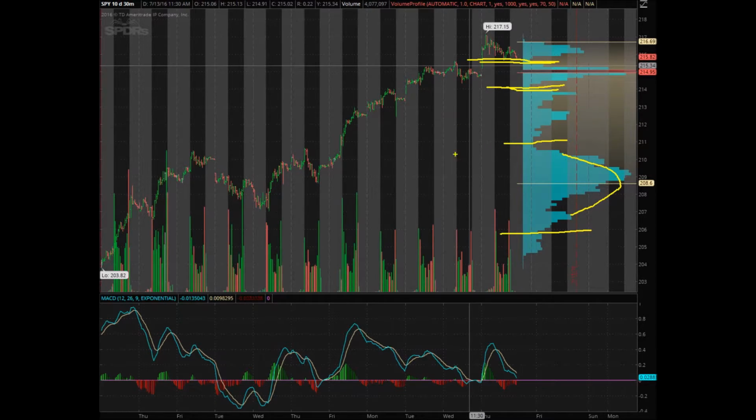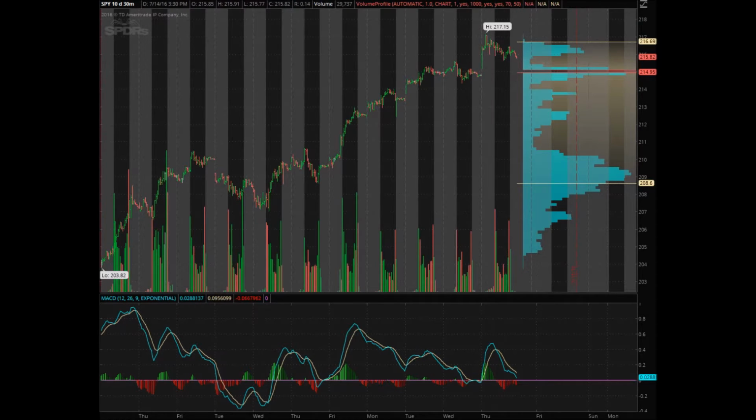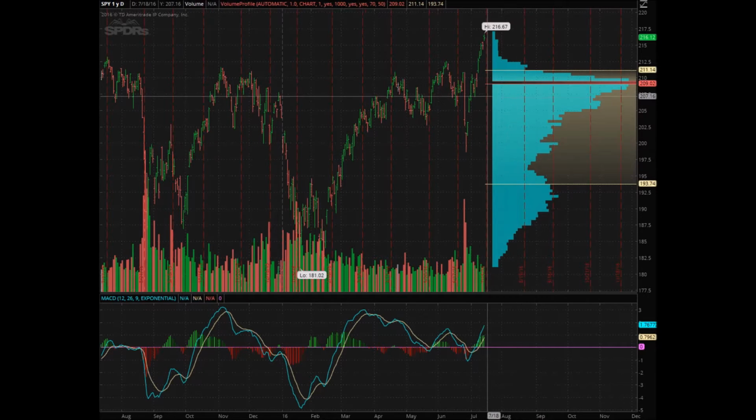So you can even use this on an intraday chart with a smaller time frame. And then let's do this. Let's go to the 1-year chart. So this is the daily chart. This one actually is a little bit smoother, right, than the smaller time frame, but very similar.